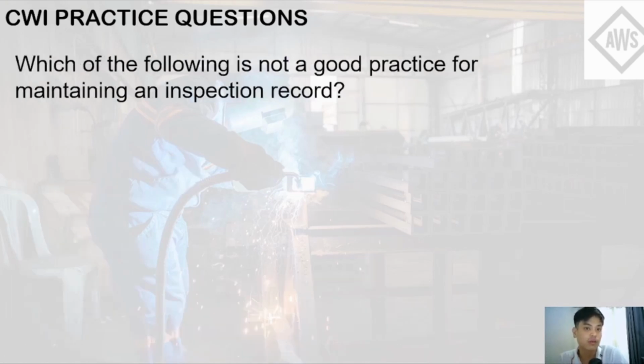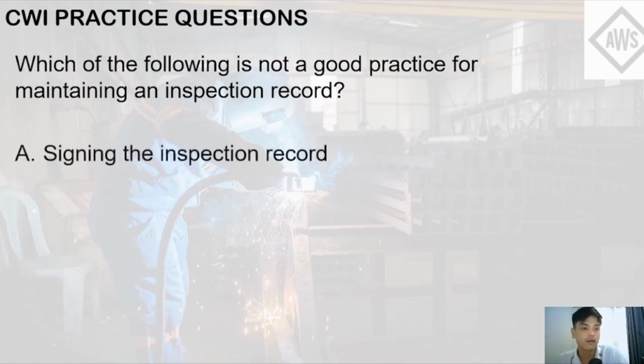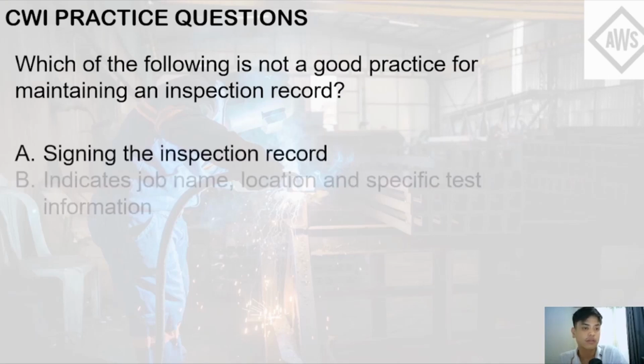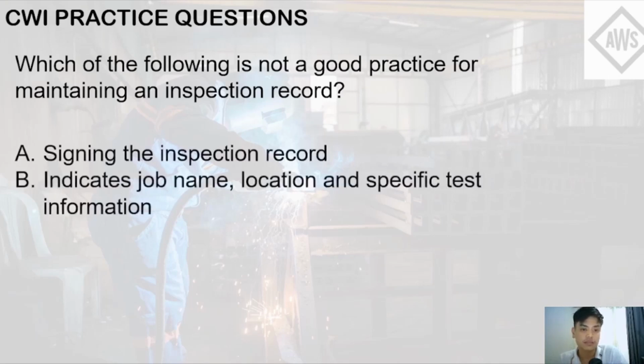Next question. Which of the following is not a good practice for maintaining an inspection record? Signing the inspection record, indicate the job name, location, and specific test information, ink or typewritten. Basically, the inspection record needs to be in ink or typewritten by a computer.